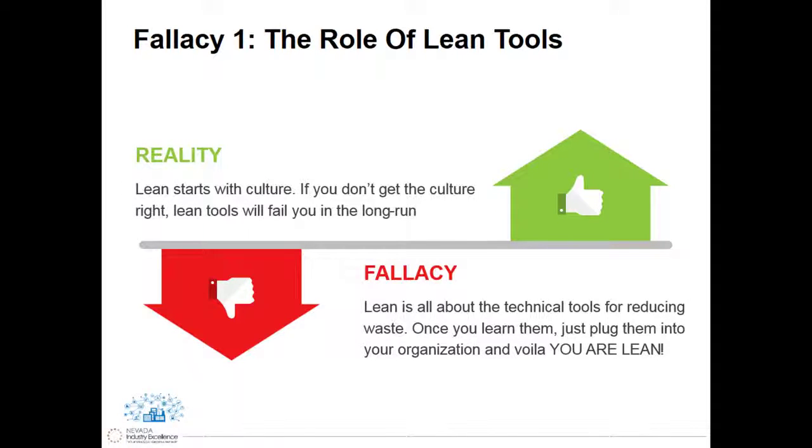If you don't get the culture right, lean tools will fail you in the long run and ironically can do more harm than good. We could devote books to what a lean culture looks like, but in short, it starts with realizing that people are by far your most important resource.